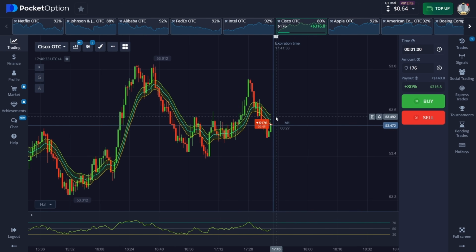The current candle is a green one, but it closed near the envelope level, which means the trade is likely going well. The next candle is a red one, indicating the price is moving down.